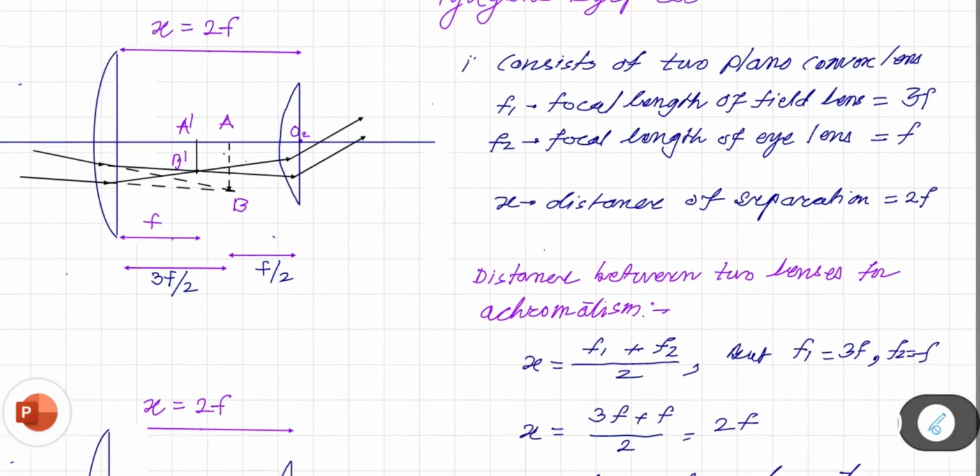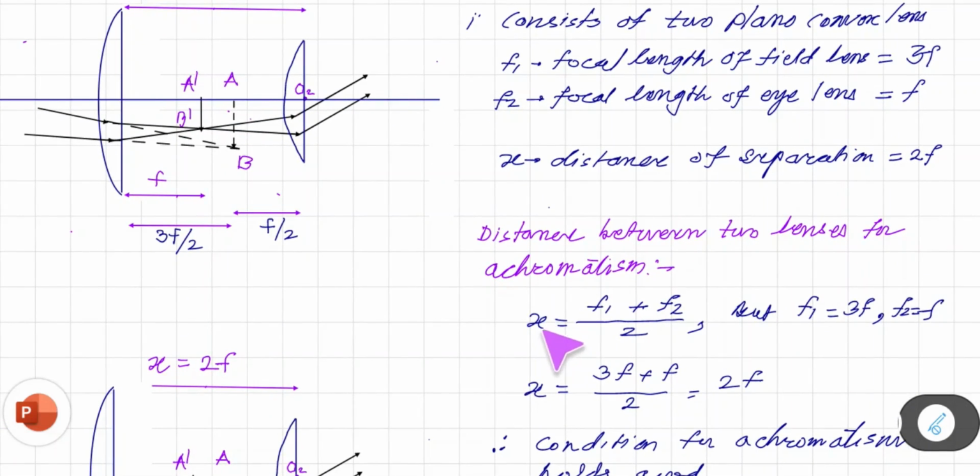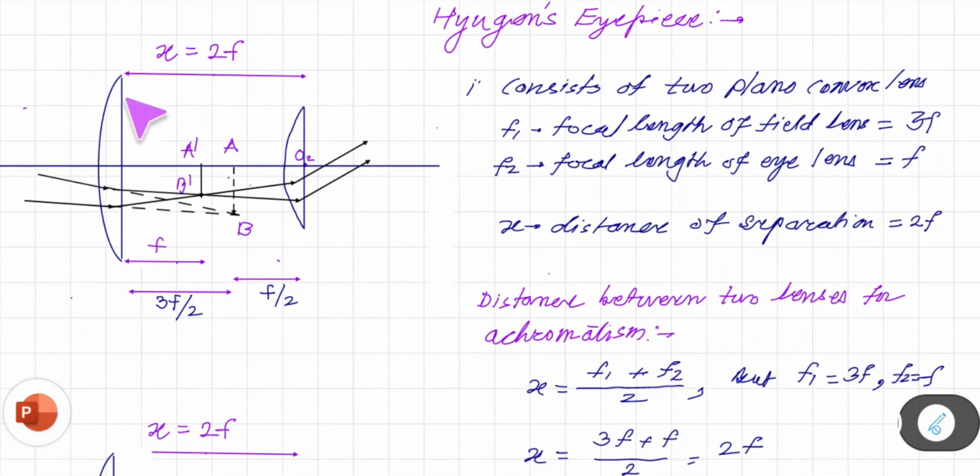We know that the condition for achromatism is x equal to (f1 plus f2) by 2. As we know, f1 is 3f and f2 is f. Putting these values, x is equal to (3f plus f) upon 2. So the condition for achromatism is 2f, and that is why the distance between these two lenses is kept 2f. So remember that this is satisfying the best condition for achromatism.